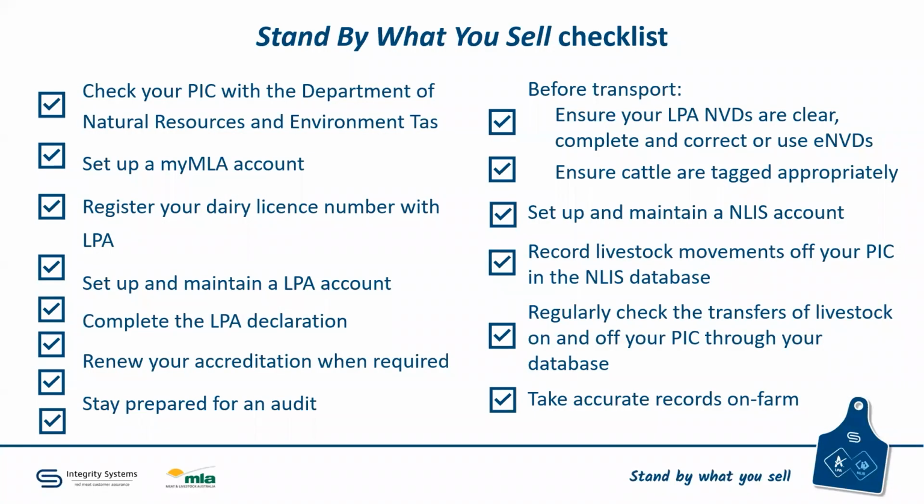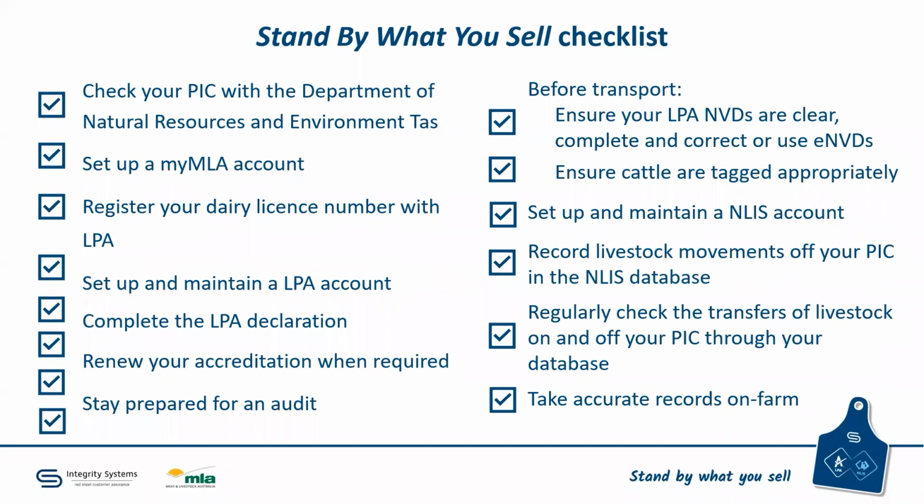So here's our final checklist to make sure that you can stand by what you sell. Make sure you check your PIC with the Department of Natural Resources and Environment, set up your MyMLA account, register your dairy license number with LPA, set up and maintain your LPA account, which you'd need to do first. Complete your LPA declaration every 3 years to ensure that your LPA account stays open, BDs, and renew that accreditation when it's required, so you will be notified, and stay prepared for an audit by keeping all your record keeping up to date.